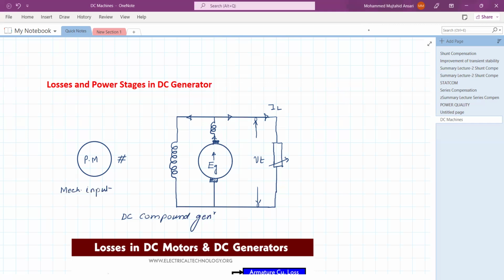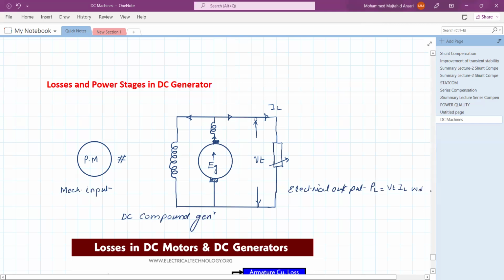Finally, the output is the electrical output, in the form of electrical energy. So output power, say PL, is equal to terminal voltage VT and load current IL. V into I is the power, so this much is the watt.